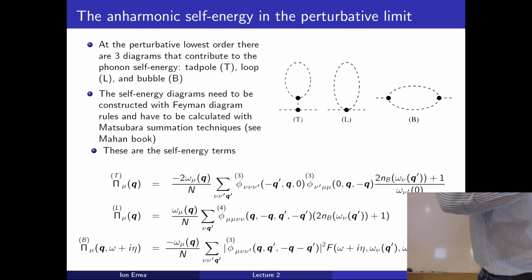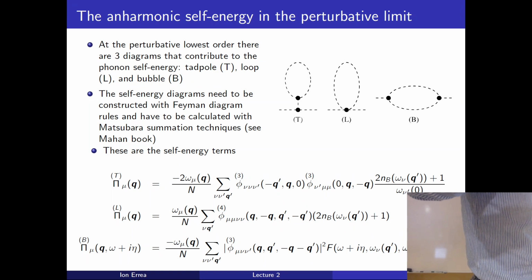So these are the self-energy terms. The tadpole has no frequency dependence. Here you have the harmonic quantum frequencies, omega, and the Bose-Einstein occupation factor, and you can see we have two third-order vertices, which are this one and this one. This is the loop: here we have the harmonic quantum frequency, the fourth-order vertex, which is this one, and the Bose-Einstein occupation factor, and so on. And this is the bubble, which depends on the frequency, given by this equation.